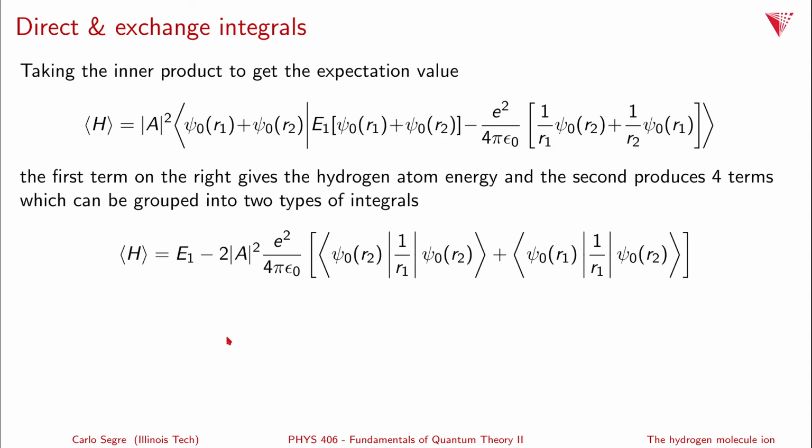We can write that now in the following way. The expectation value of the Hamiltonian is E1 from this first term minus 2 times the absolute value of A squared over the overlap, times e squared over 4 pi epsilon naught, times the quantity of two inner products. The first one looks like psi 0 of R2, 1 over R1, psi 0 of R2.